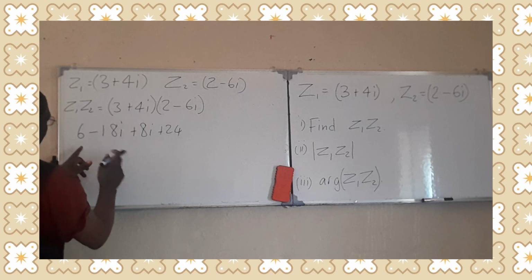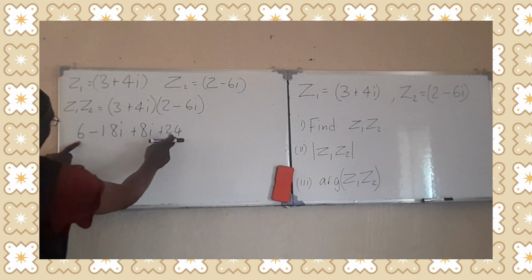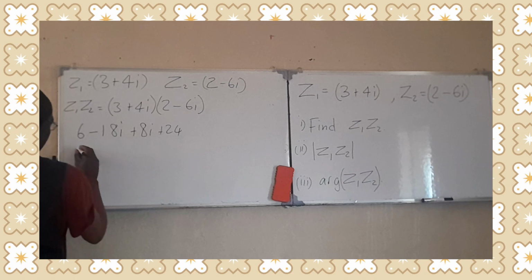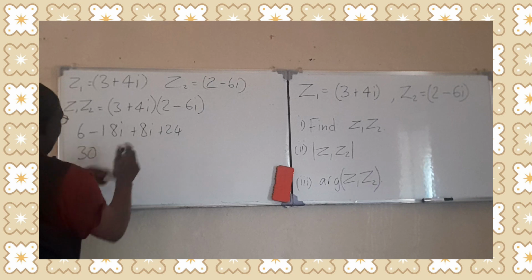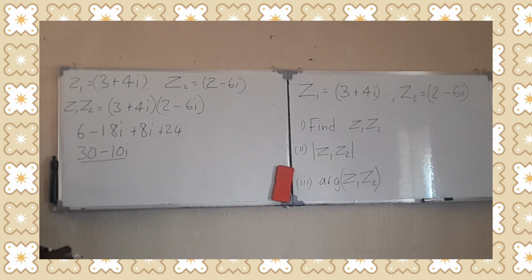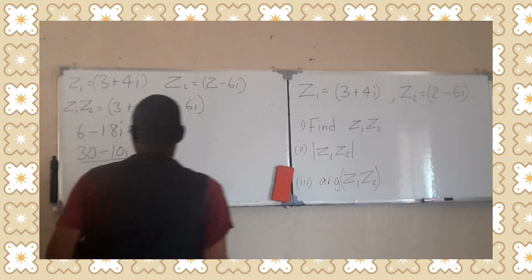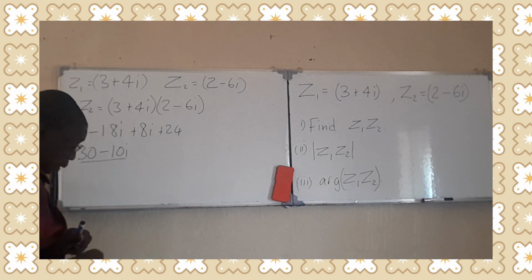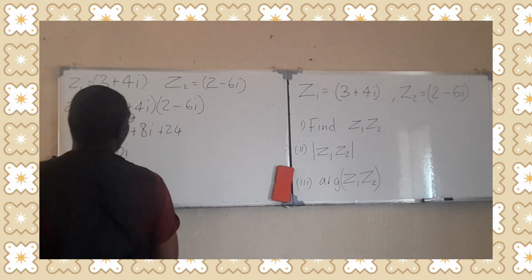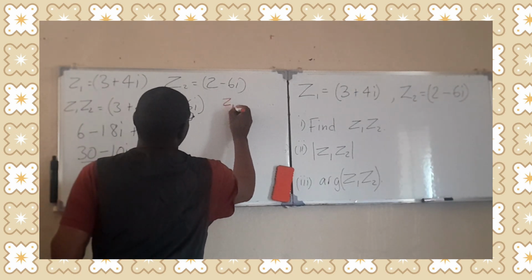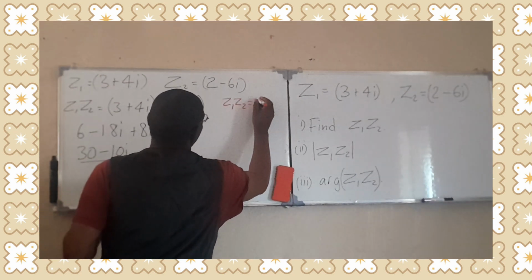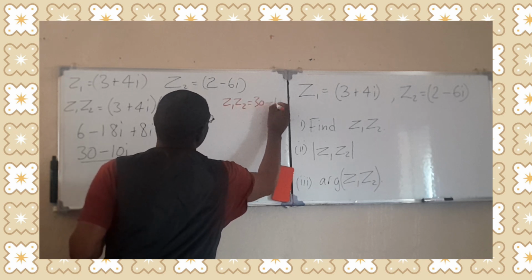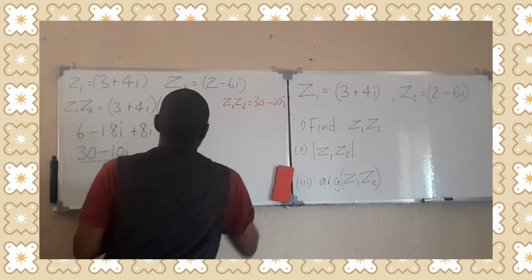Let's deal with the real part. There's a 6 here and a 24 there. Adding together, they give us a 30. And then a minus 18i plus an 8i gives us a minus 10i. That is the answer. So Z1 multiplied by Z2 is equal to 30 minus 10i. Okay, maybe we should write it down somewhere here. So Z1 Z2 is equal to 30 minus 10i.